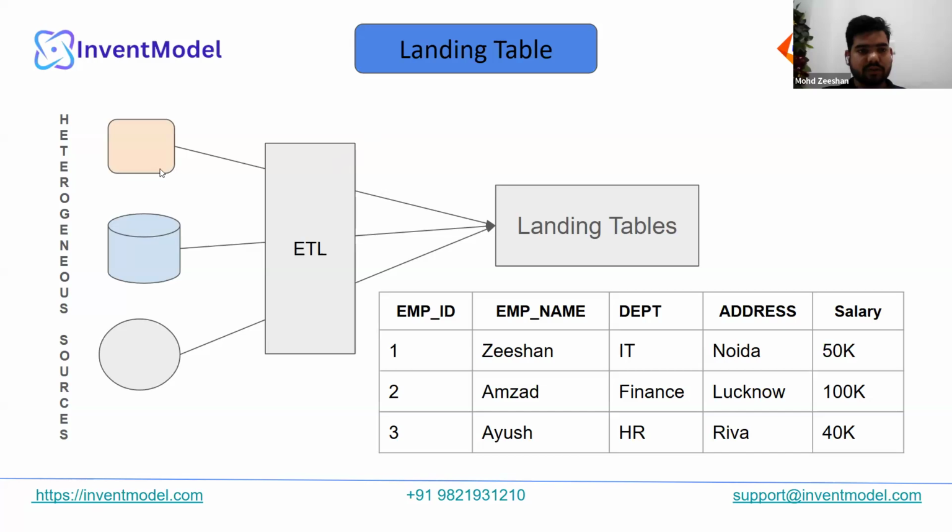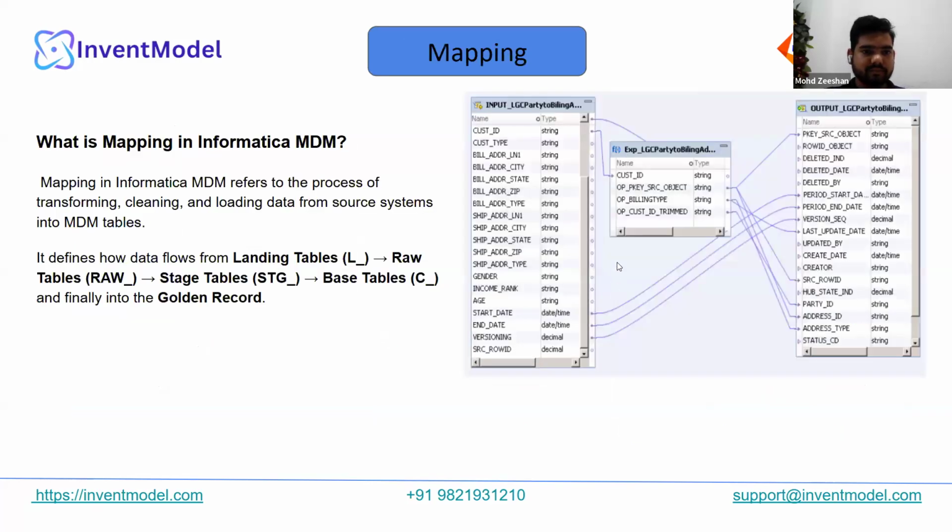Next. Yeah, so it is the graphical representation of the landing process, because we have the three sources. These are the sources, and we are getting the data into the landing tables using the ETL. And here we can see this is the table, the data we can get in the landing table. Okay, let's move to the next slide.